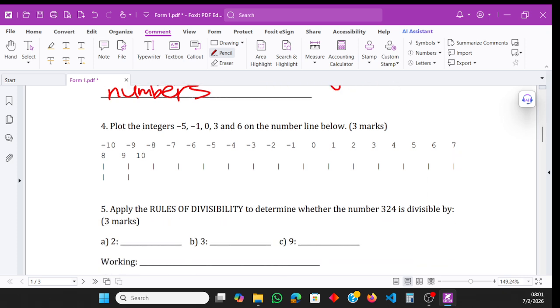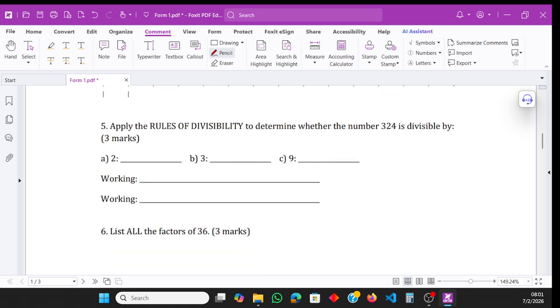Plot the integers -5, -1, 0, 3, and 6 on the number line below. So if I'm to look, we're supposed to have a proper number line, but it looks like ours is misaligned. So then I can circle that this is -5, this is -1. I've got my 0 here, I've got my 3 here, and my 6. I think that's all we needed from that problem.